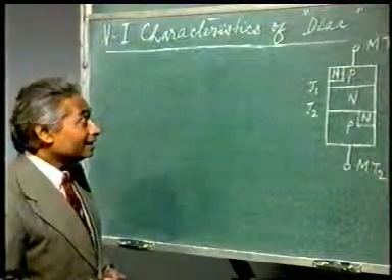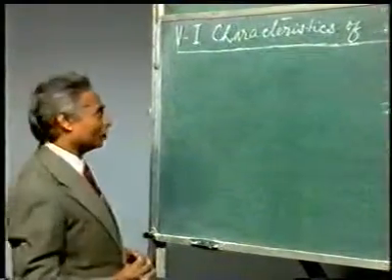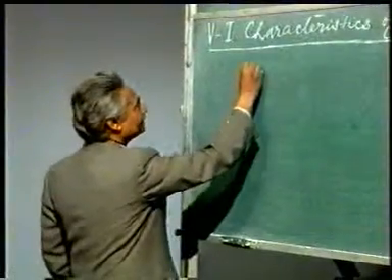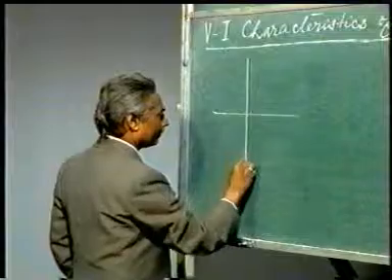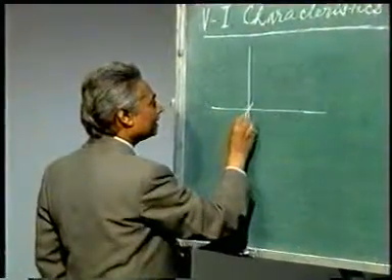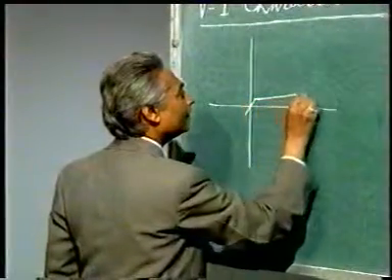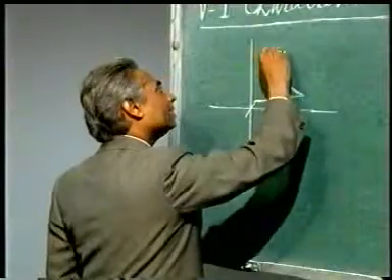Okay. Now, let us see how the VI characteristic of a diode looks like. If I draw it like this, you will find that it goes like this, and suddenly at this point there is a shoot of current.